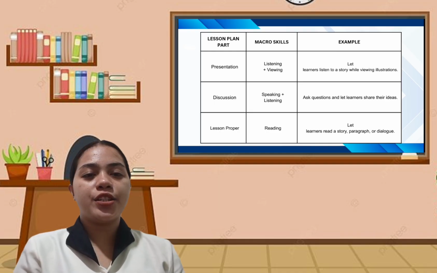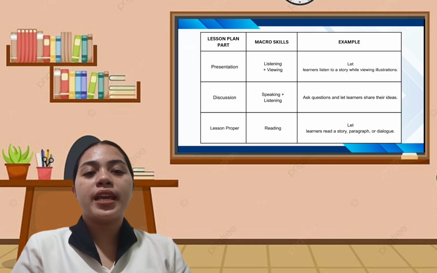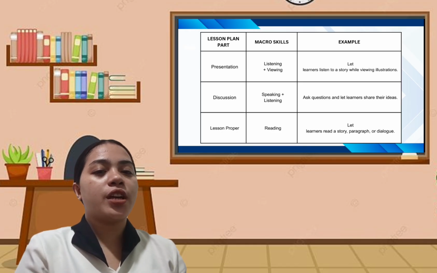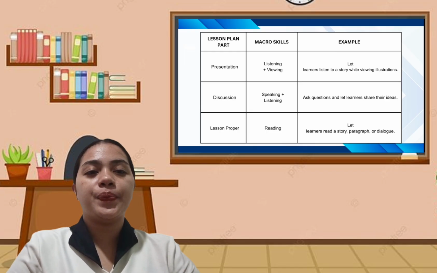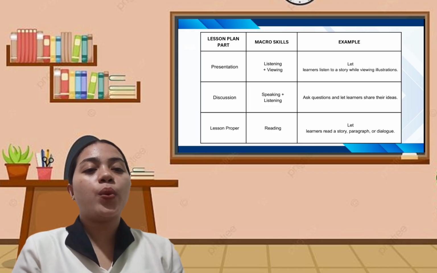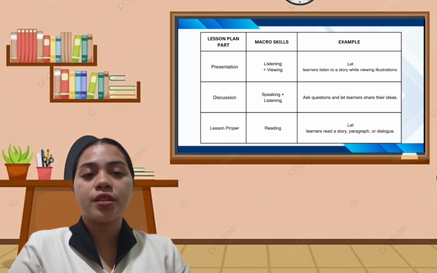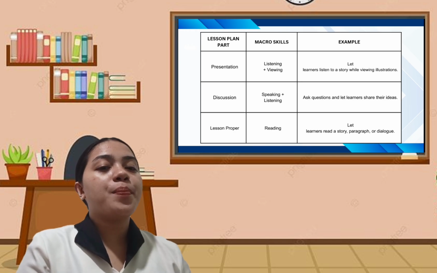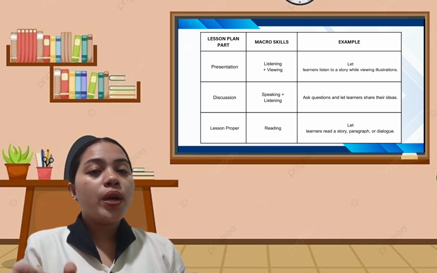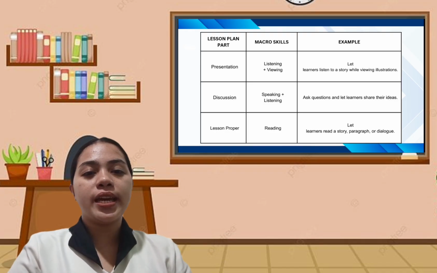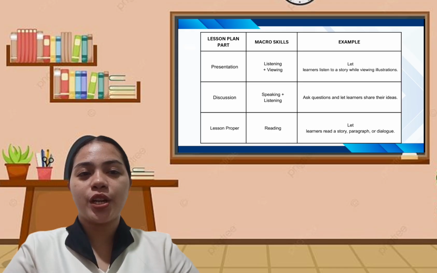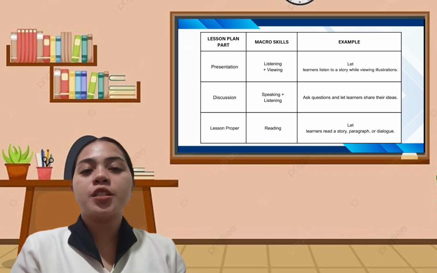Next is the generalization, speaking and listening. Let learners explain what they learned. For generalization, speaking and listening can be integrated because learners explain what they learned while their classmates listen. This will allow the teacher to check whether learners understood the important points of the lesson. So, for example, the teacher can ask, "What is the most important thing you learned today?" Learners can answer orally.